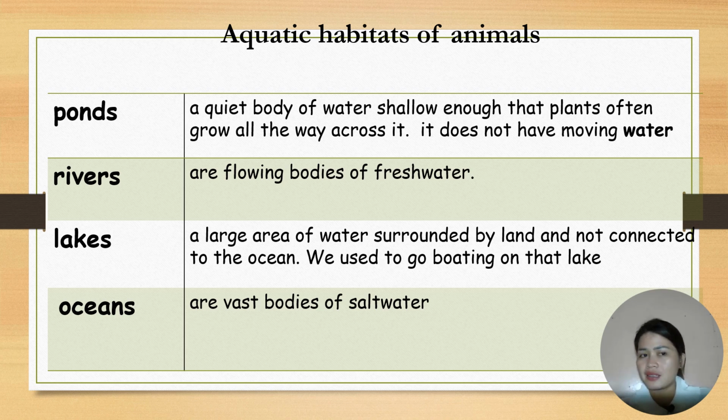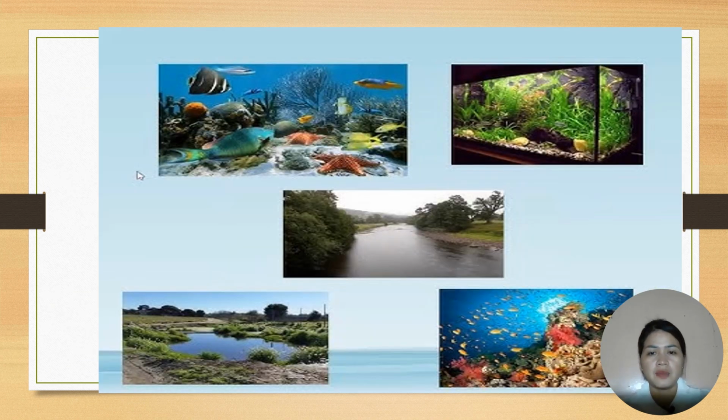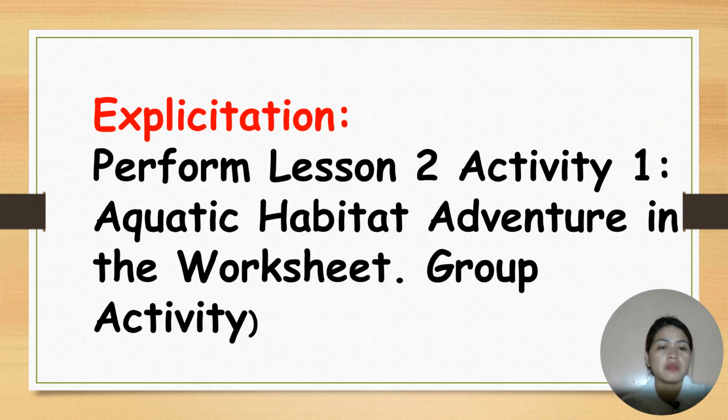Okay, plants. Can you give me examples of plants and animals that live on plants? How about the rivers, the lakes, the oceans? So possible answers, here you are. So there are fishes and there are plants that live on the aquatic habitat.